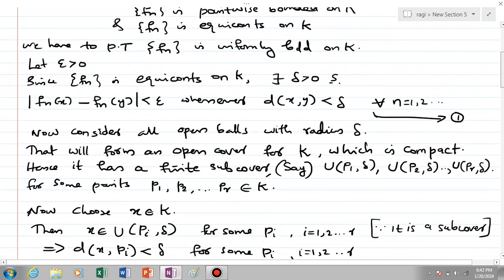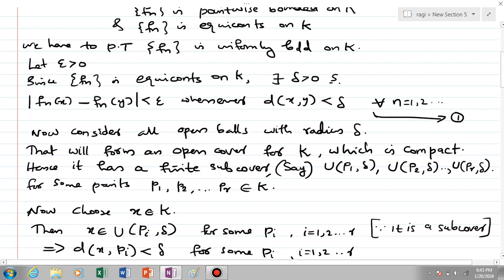Let epsilon be greater than 0; we will choose epsilon positive. Since the sequence f_n is equicontinuous on K, by the definition there exists delta positive such that modulus of f_n(x) minus f_n(y) is less than epsilon whenever d(x,y) is less than delta, and for every n equal to 1, 2, 3, etc. This is the definition of equicontinuity, and let it be equation number 1.